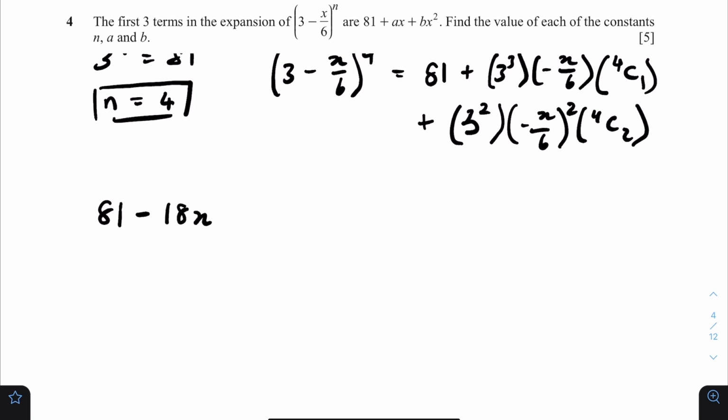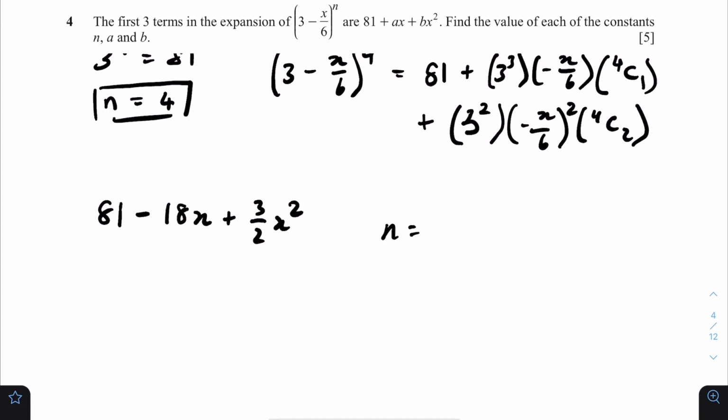And then let's look at the third term. So you have 3 squared, which is 9. And then you have 6 in the denominator, but that's being squared. So that's 9 over 36, which is 1 over 4. And then you multiply that by 4c2. 1 over 4 times 4c2, which is 6, is 6 over 4, which is 3 over 2. So we have plus 3 over 2x squared.